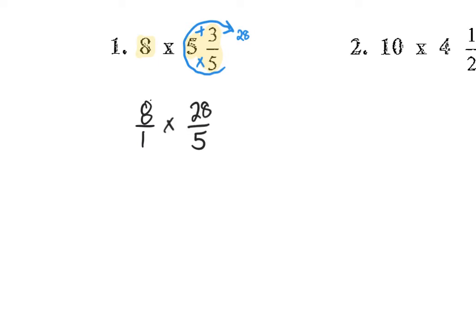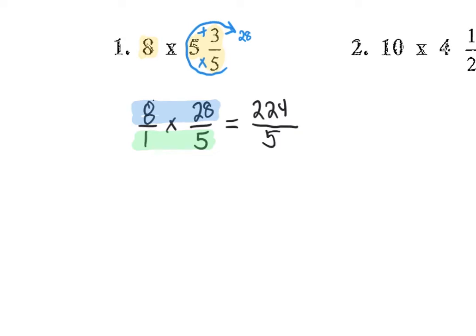Now to multiply 8 over 1 times 28 fifths, we multiply straight across. 8 times 28 is 224. 224 over what? We multiply straight across the denominators. 1 times 5 is 5, which means that 8 times 5 3/5 is 224 over 5. Now we simplify. Is there anything I can divide 224 and 5 both by? No. But I can convert this back to a mixed number.